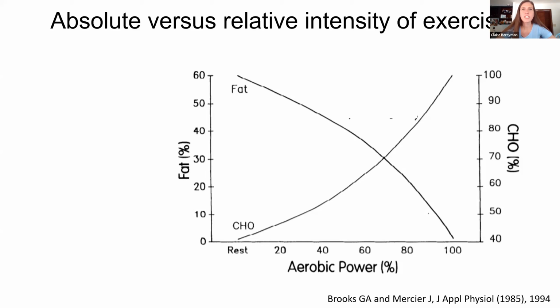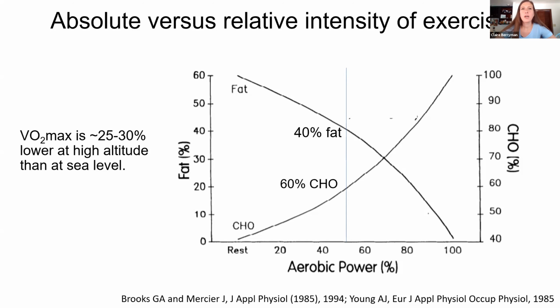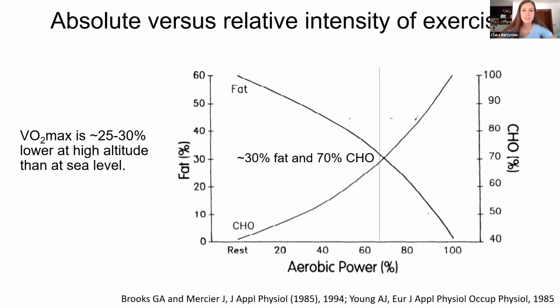So if we use the Brooks study as an example, the participants exercised at 100 watts, which was about 50% of sea level VO2 max. And this means based on this figure, they would use about 40% fat and 60% carbohydrate to fuel their exercise. But we know at high altitude, VO2 max is about 25 to 30% lower than at sea level. So although Brooks matched absolute intensity at 100 watts, the relative intensity is greater because of the lower VO2 max at high altitude. So in that paper, they report that participants were working at 65% of high altitude VO2 max.